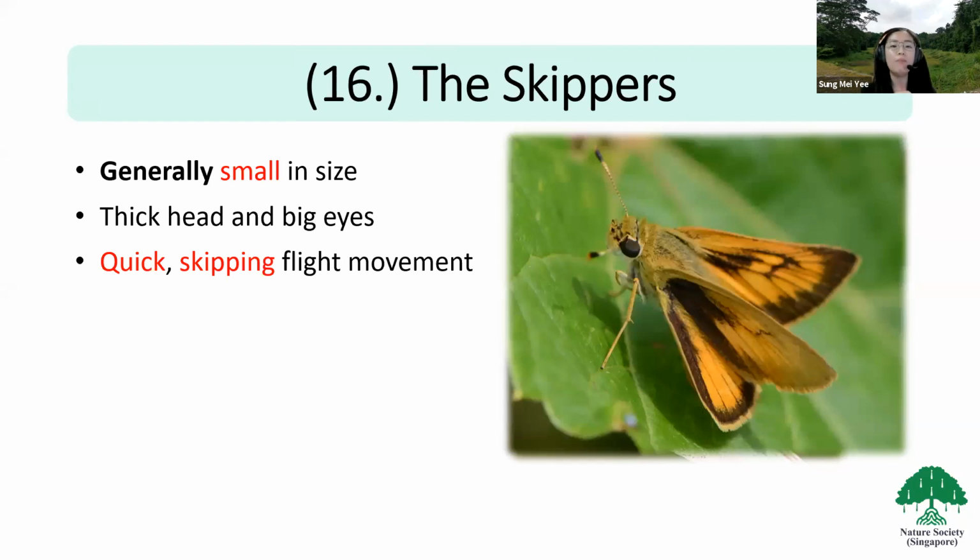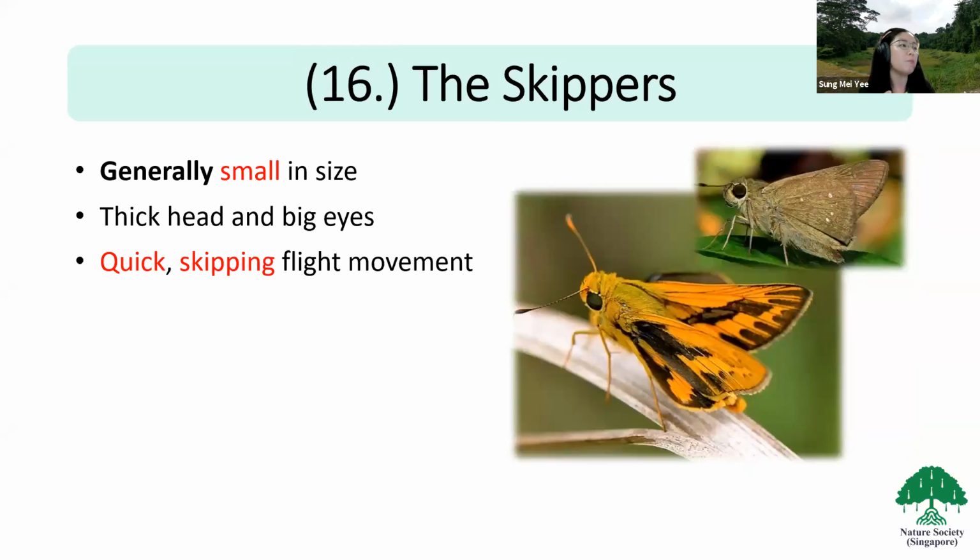Okay, so other butterflies have two pairs of wings, right? They either open both of them or they close both of them. But skippers can actually open their hind wings while closing their fore wings. Okay, so this is how it looks. Most skippers are dull brown in color. Some of them are orange with black or brown markings.